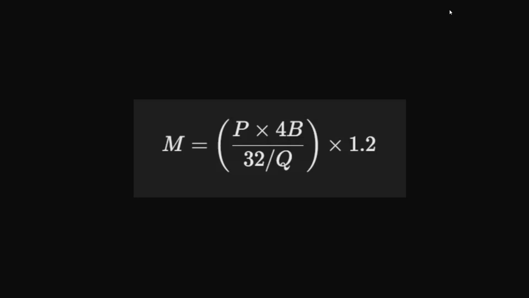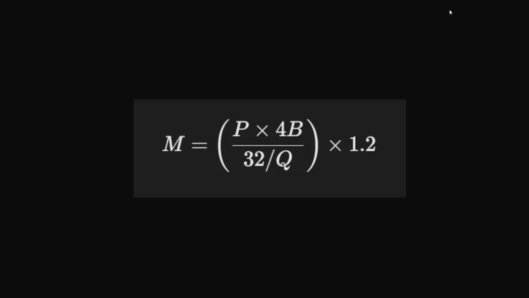So let me explain the parameters and then we will go through an example to understand this. M here refers to the memory required and P here refers to the parameters. For example, if you are talking about a 70B model, 70 billion parameters, that means P equals 70 into 10 raised to power 9, because 1 billion has 10 raised to power 9, into 4B. Here 4B represents 4 bytes, right? Because each parameter is stored as 4 bytes, divided by 32 divided by Q, where Q is the quantization ratio.